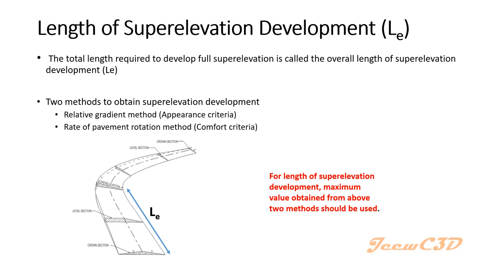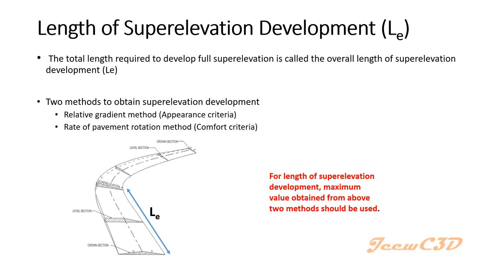So there are two methods to calculate this super elevation development length: the relative gradient method with appearance criteria, and the rate of pavement rotation method with comfort criteria. When you are calculating the super elevation development length, you need to calculate for both of these methods and take the maximum value. When you get the maximum value, it will satisfy both these criteria. So that is how we get the super elevation development length.